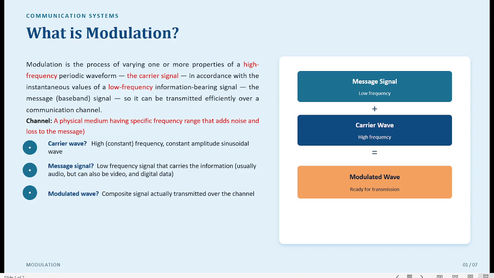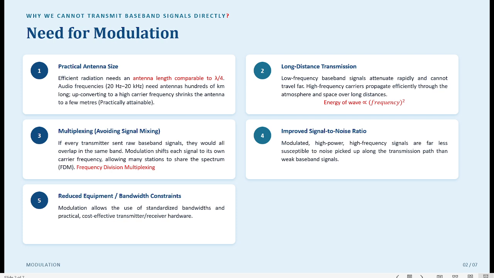Then the superposition of the message signal over the carrier wave produces a wave which is known as the modulated wave. So here three things are to be understood. First is the message signal, which is a low frequency signal. The other is the carrier wave, which is used to transmit the useful message signal. This carrier wave is a wave of high frequency, and the resultant or superposed wave of these two is known as the modulated wave, which is the wave to be transmitted through the communication channel.